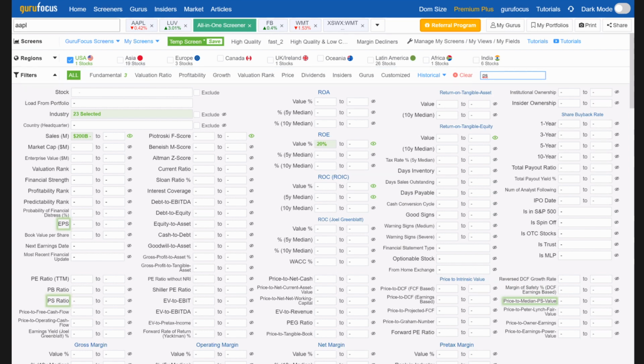What's the difference between the PS valuation band and the growth screener? I'm not sure what it means.